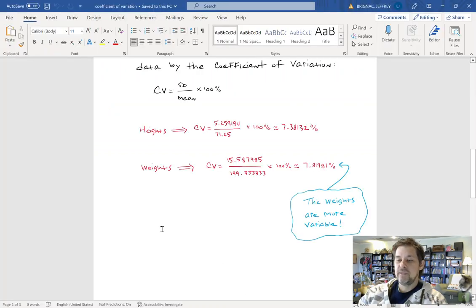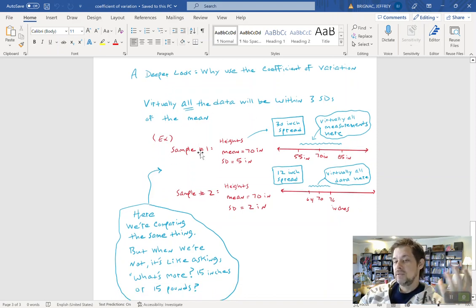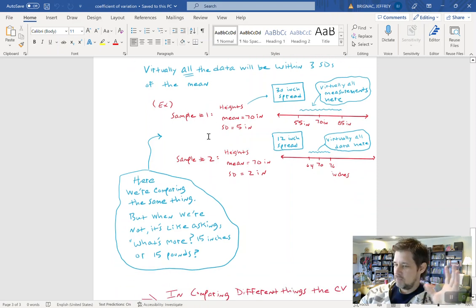Now, in case you're interested, I understand not everybody's interested in this kind of thing, but why not take a deeper look? I'm already making the video, and I think the deeper you understand something, the better if you're going to learn it. So I'll try to explain a little more about why we use the coefficient of variation. But let me also take this chance to review a little bit about something. We could say that it's a very, very safe bet that virtually all the data will be within 3 standard deviations of the mean.